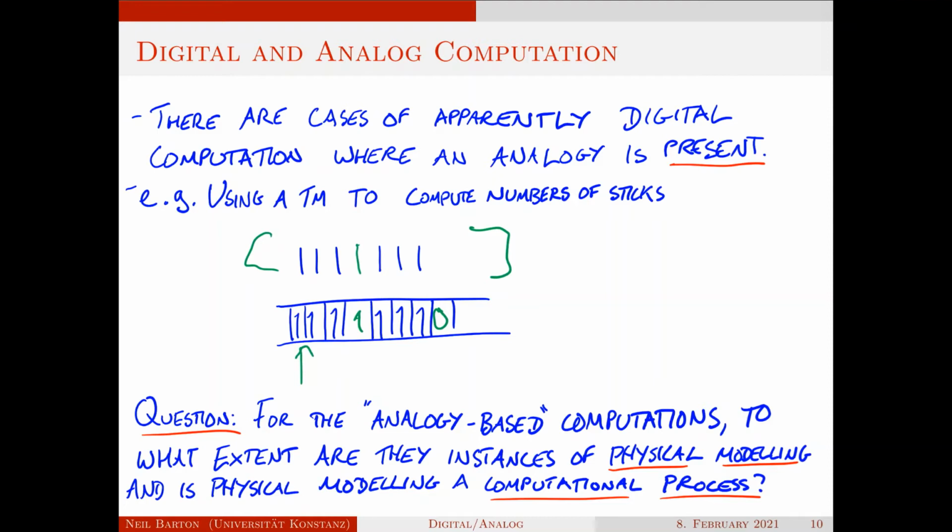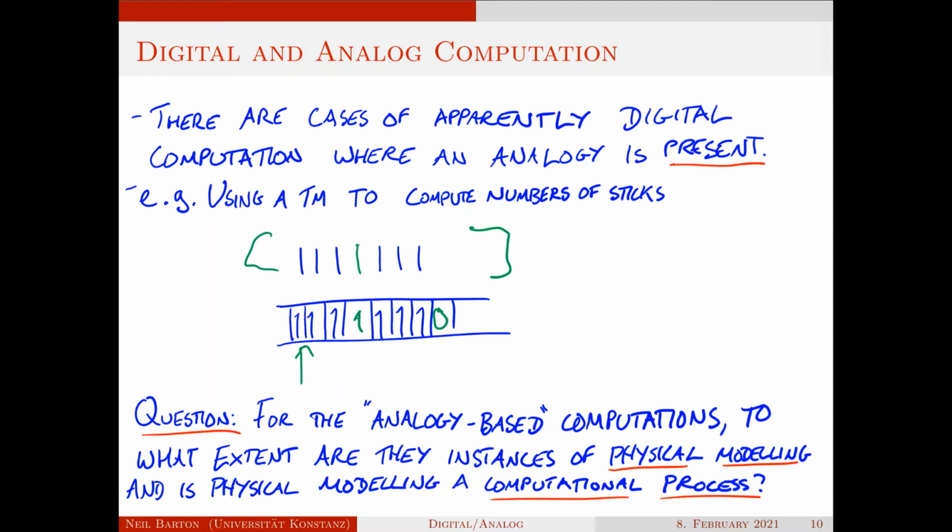Now, in this case, there's a very, very tight analogy between the target phenomena, namely the sticks, and what's going on on the tape of the Turing machine, right? But it's not the case that that is an analog computation. That seems very clearly to be a digital computation. Okay, so this is a case where we have an analogy between the computing device and the target phenomena, but we want to say it's digital. So it's not sufficient for there to be an analogy for it to be an analog computation.